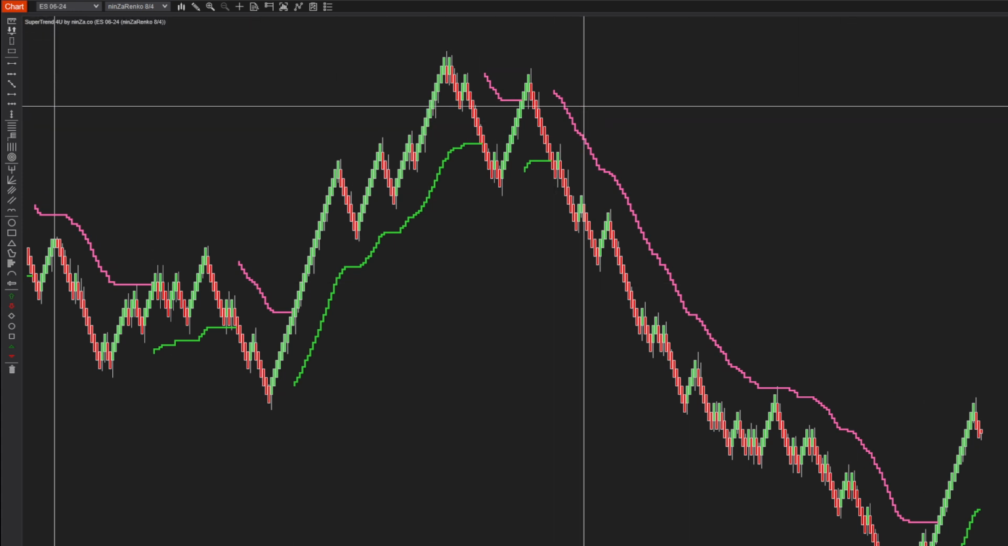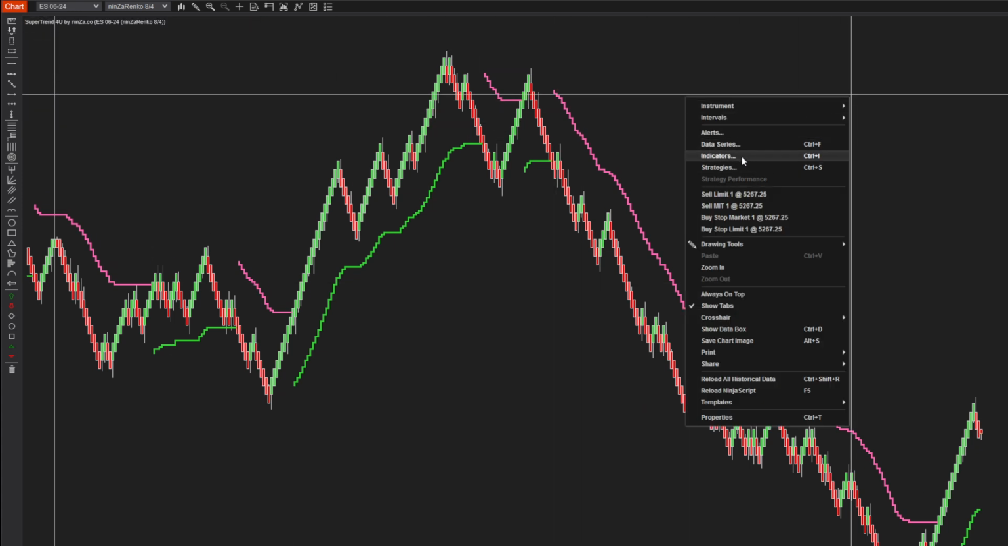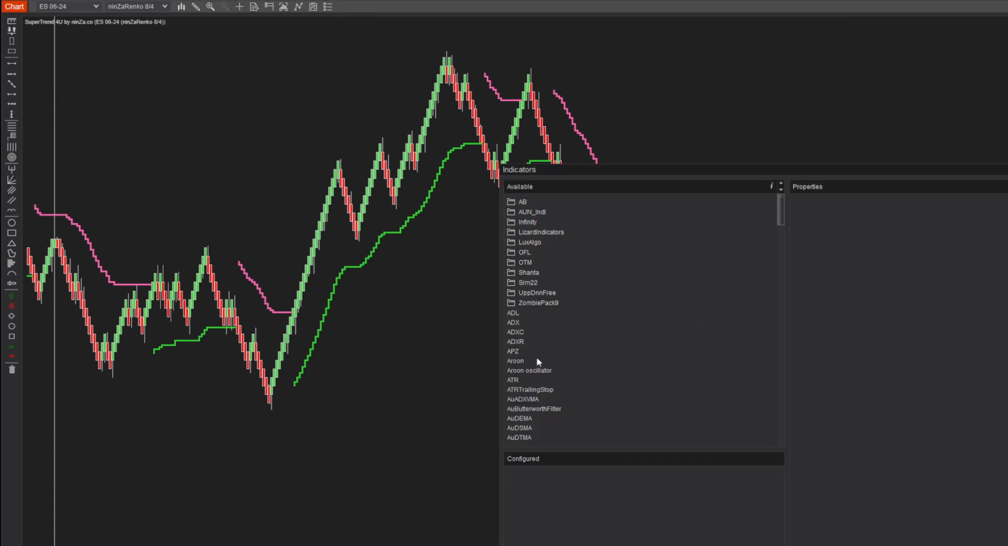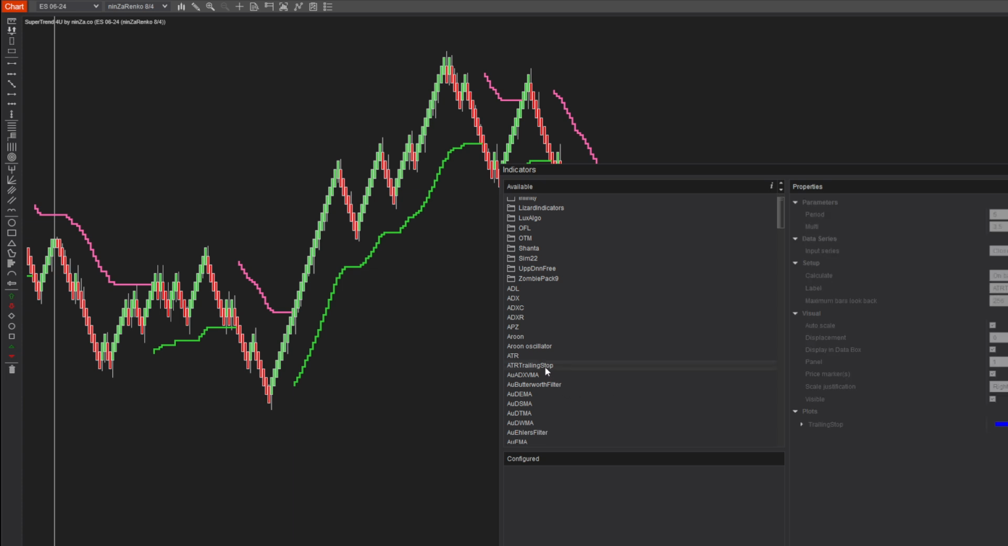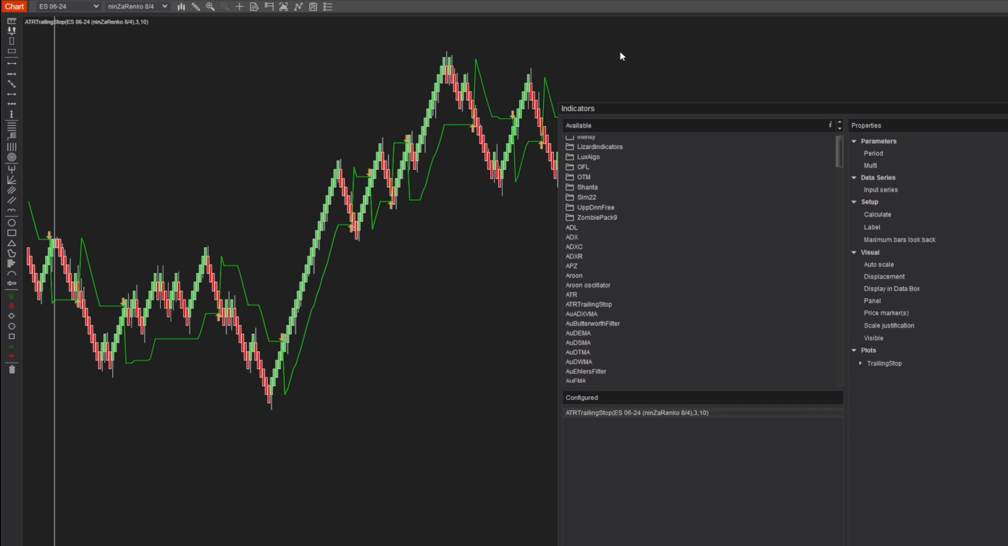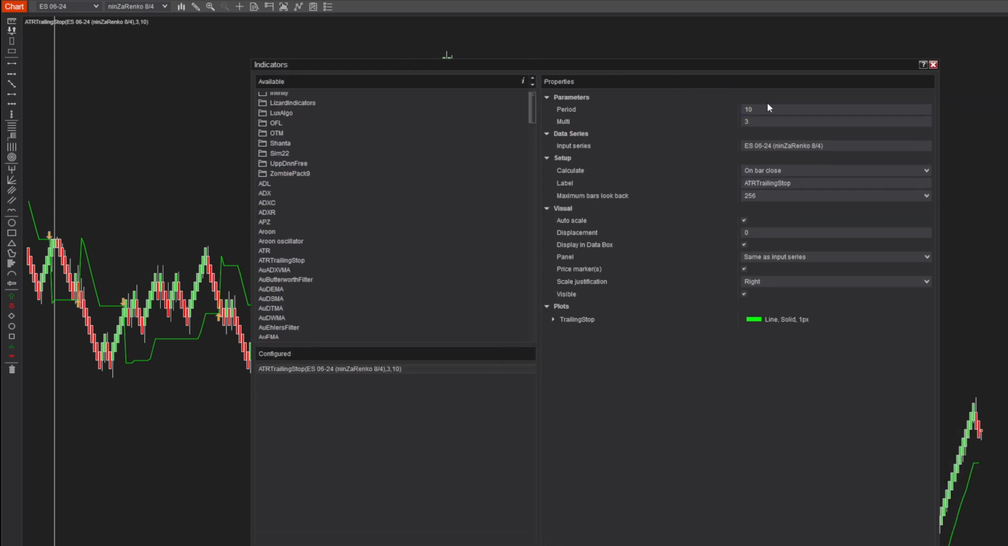So I don't necessarily use this super trend, so I will show you the one that I use, which is based on the ATR, just like the super trend is. So the ATR trailing stop is the same scenario as the super trend. If you take a look here, I have added the multiplier of 3 and the period of 10.